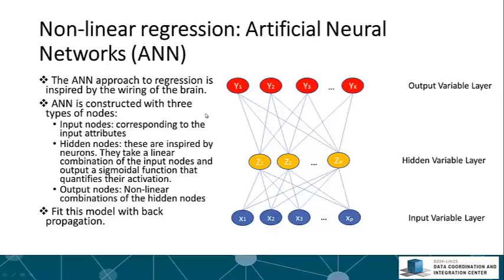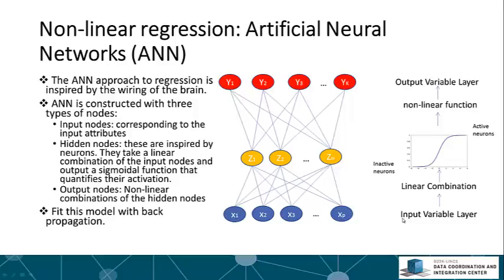So the overall structure of a neural network is illustrated schematically on the right. It's made up of several layers. On the bottom we have the input variables, and in terms of these we define the hidden variables. These are the neurons. And it's from the state of the neurons that we finally make our predictions of the output variables.